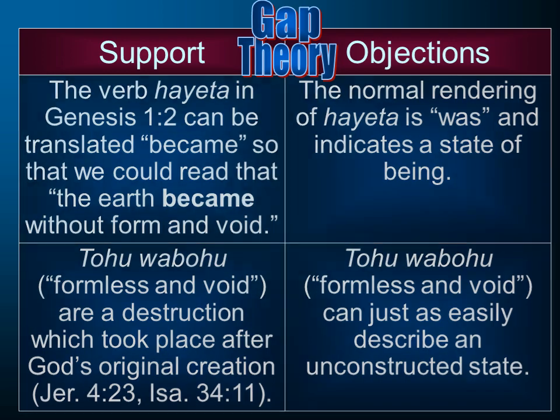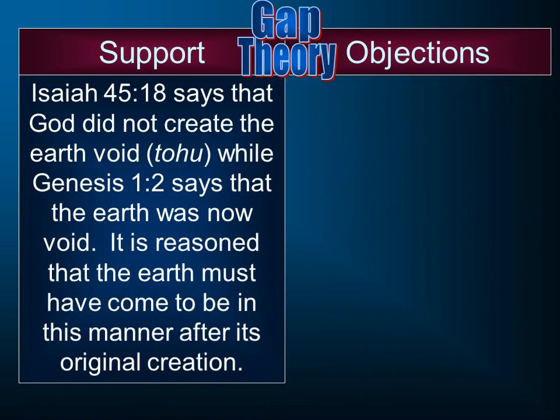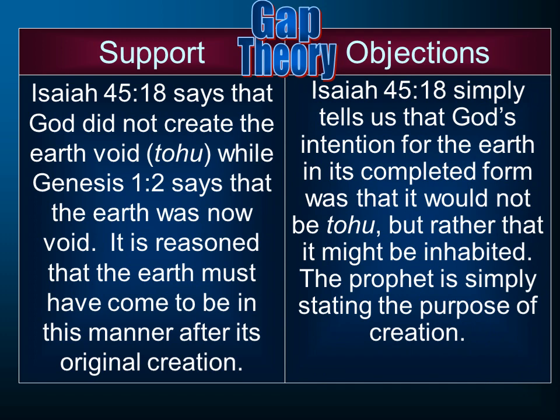to that state. In support of the gap theory, it's pointed out that Isaiah 45:18 says that God did not create the earth void, that uses the same word tohu, while Genesis chapter 1 verse 2 says that the earth was now void, and it's reasoned that the earth must have then come to be in this manner after its original creation. However, Isaiah 45:18 simply tells us that God's intention for the earth in its completed form was that it would not be tohu, it would not be deserted, it would not be desolate. He had planned to inhabit it. And the prophet is simply stating the purpose of creation.